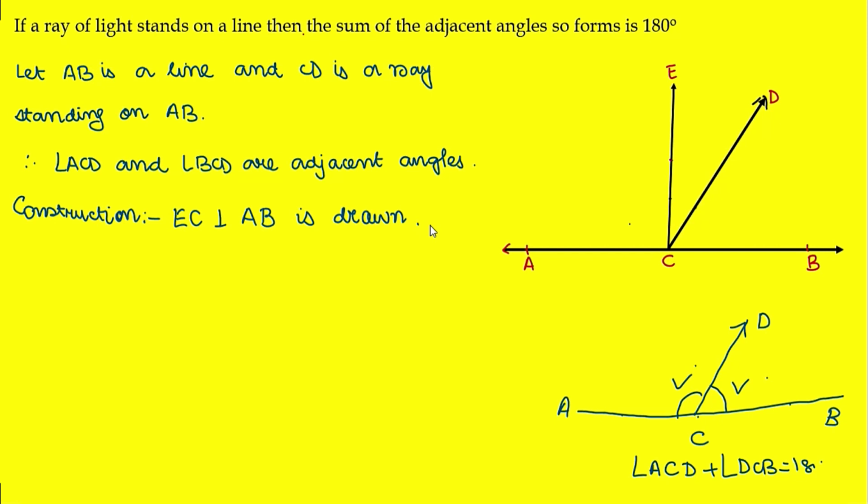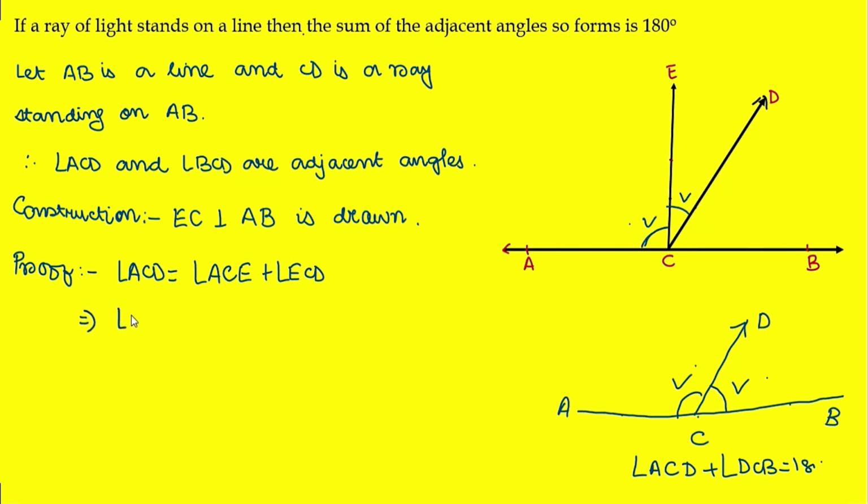Now let us come to the actual proof. If you see here, angle ACD is made up of this angle ACE and angle ECD. So we can write that angle ACD equals angle ACE plus angle ECD. It's clear to all. This and this sum will give us the complete ACD.